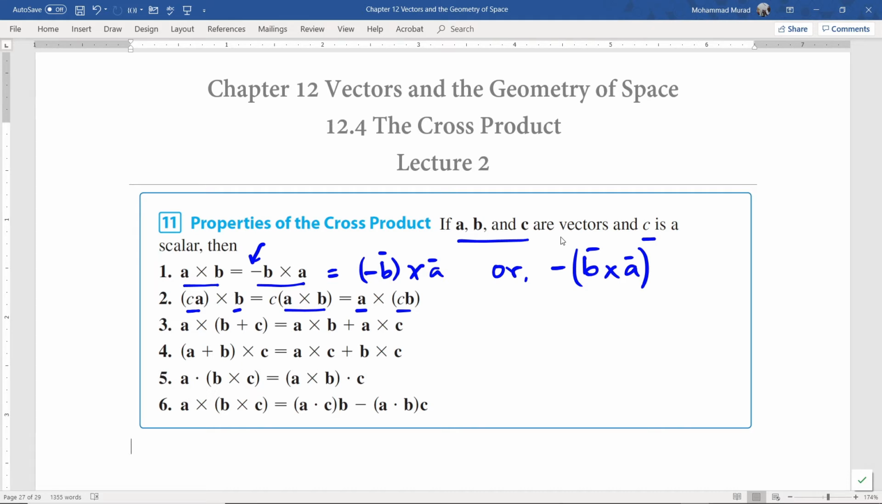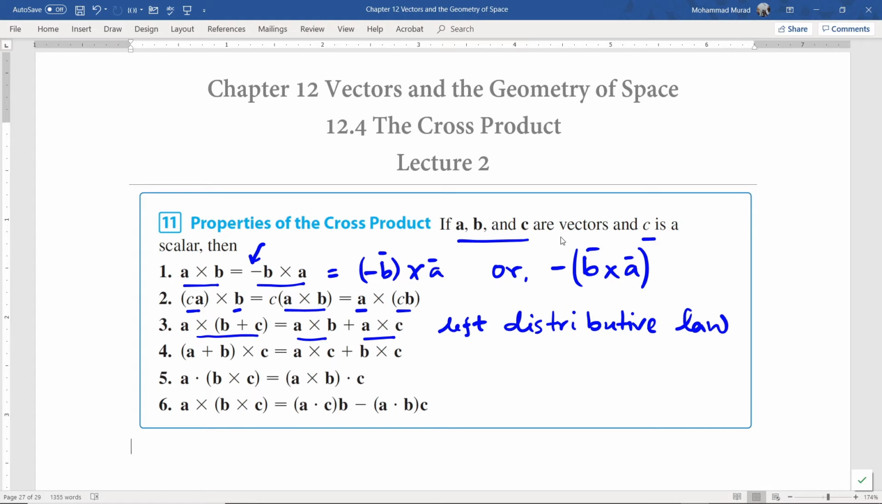The third property says A cross (B plus C) equals A cross B plus A cross C. This is called the left distributive law of the cross product. So the cross product distributes over addition from the left.